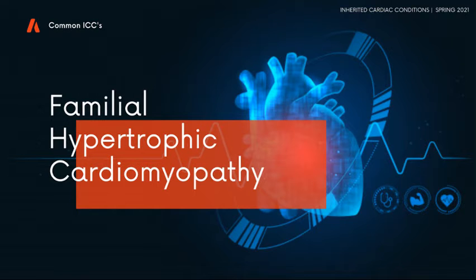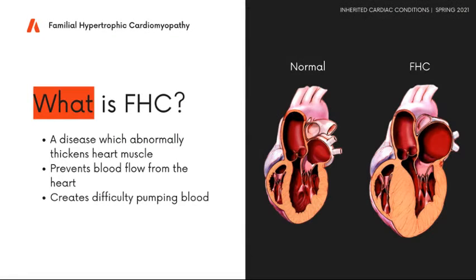Familial hypertrophic cardiomyopathy, abbreviated as FHC, is one of the most common inherited cardiac conditions and affects people of all ages. This disease thickens your heart's muscle. This thickening most often occurs in the interventricular septum, a wall between the two lower chambers of your heart. The thickening of this wall may prevent blood flow from the heart, causing the heart to have trouble pumping blood.